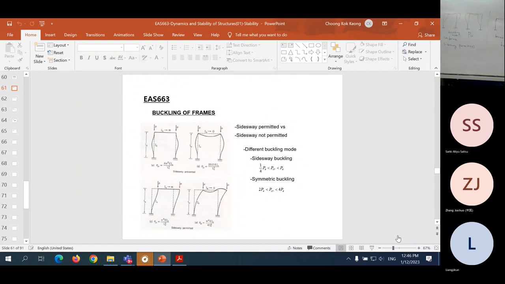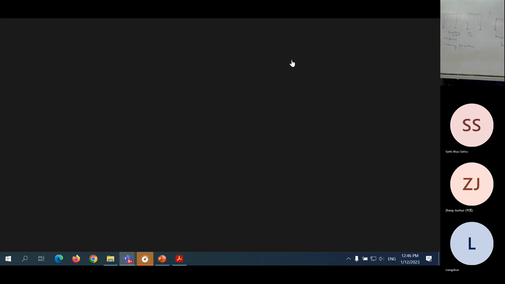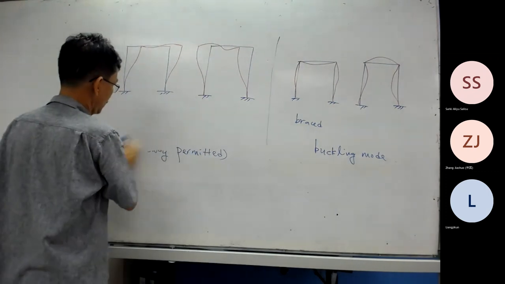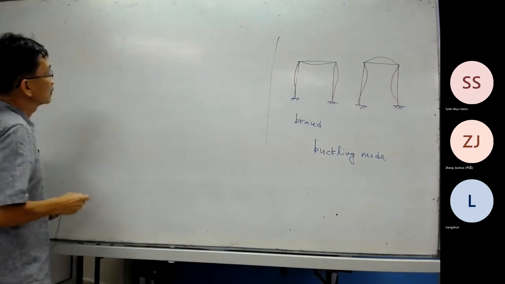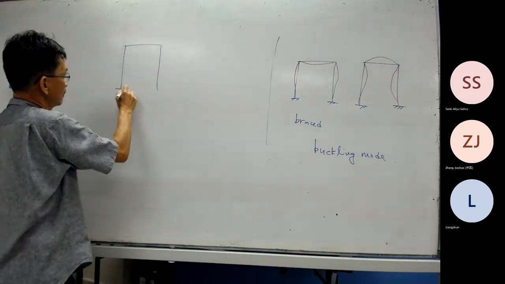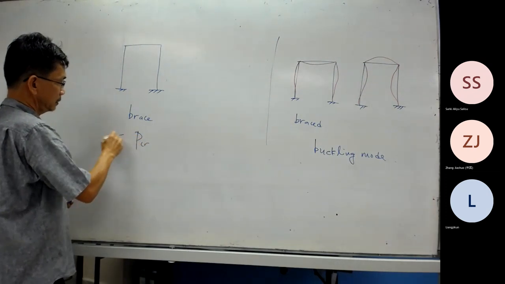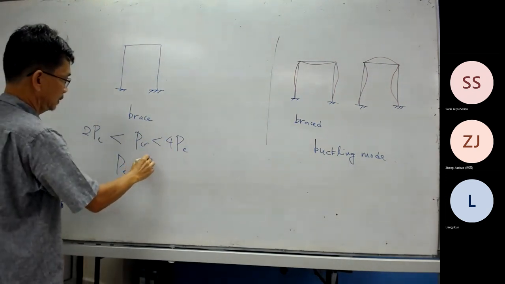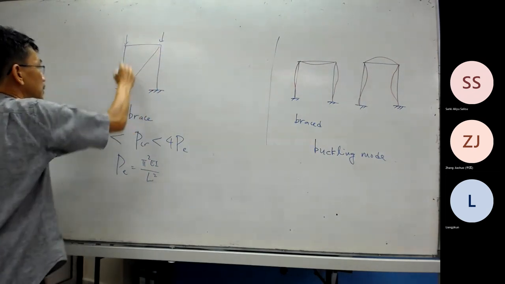Now, if I ask you now, just now we have fix. Now if I ask you fix, yeah? We have fix. This is brace. P critical greater than 2 times P Euler, less than 4 P Euler. This PE is pi square EI over L square. This is braced. Sometimes we use like brace.